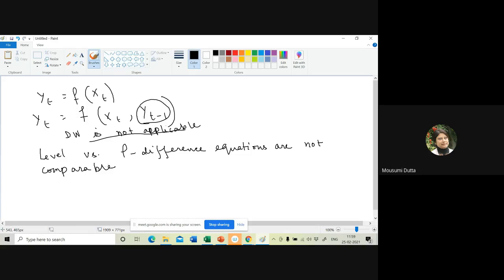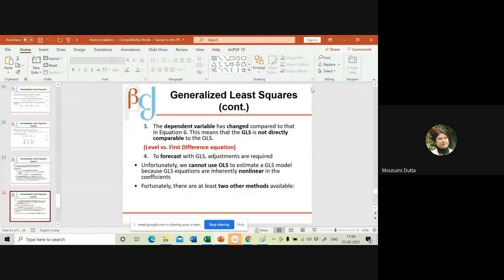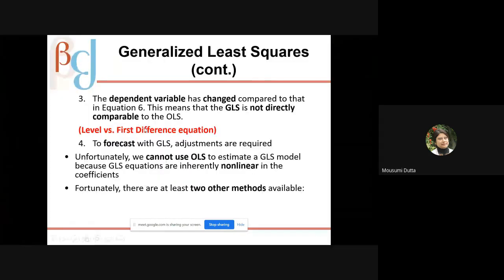Okay, the equations are not comparable because these are altogether two different regression equations. So please keep note of this fact. Number 4, for forecasting, etc., we will use the transformed model, because in the original model there are some problems.